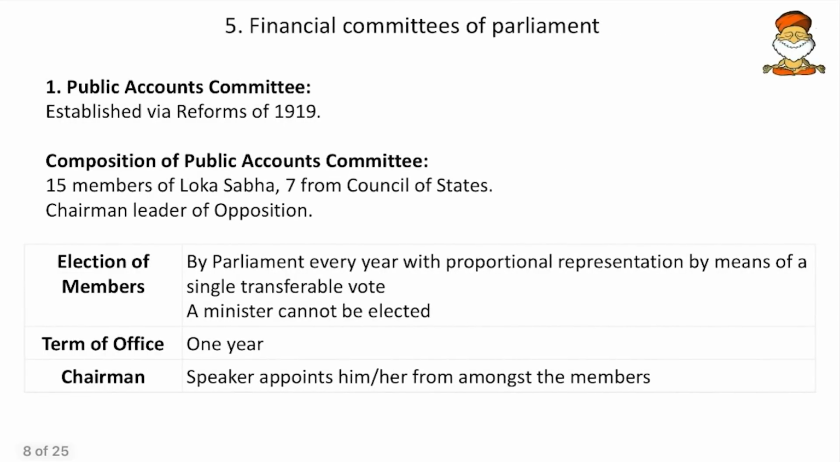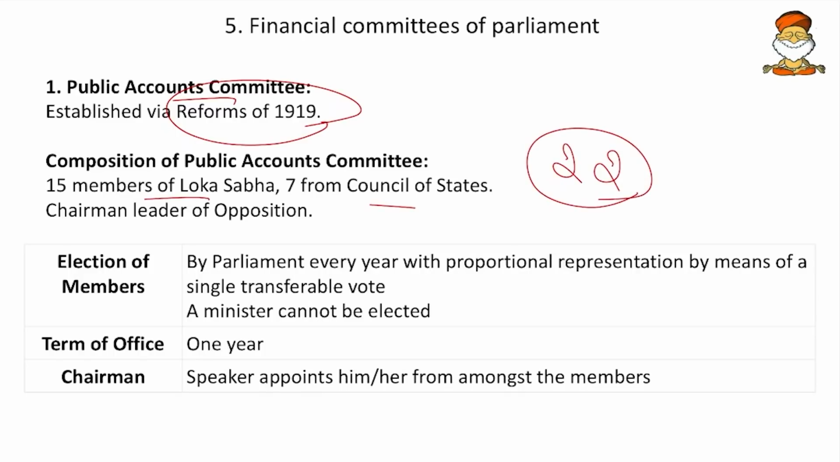And then, coming to the next, the financial committees of Parliament. Here we have the Public Accounts Committee. The Public Accounts Committee was established in 1921, as per the Montagu-Chelmsford reforms of 1919. Its composition currently is 15 members of Lok Sabha and 7 members from Rajya Sabha, totally adding up to 22 members. The chairman will be from the leader of opposition only. For check and balance, we have made a convention of appointing the leader of opposition as the chairman.